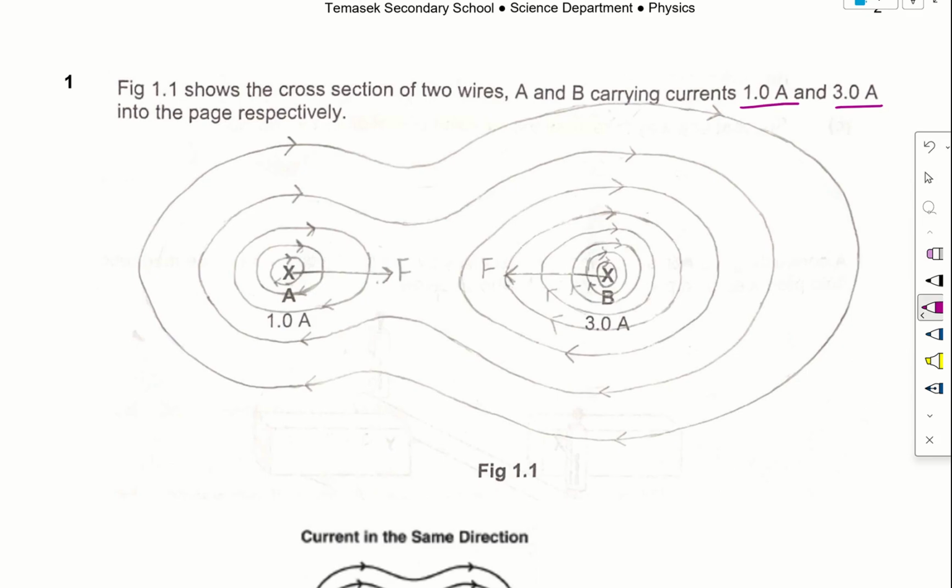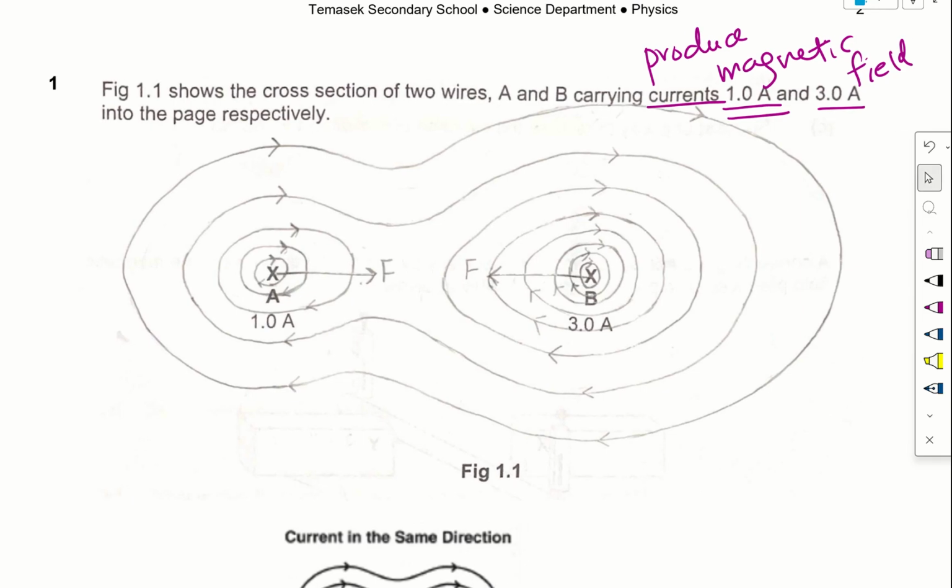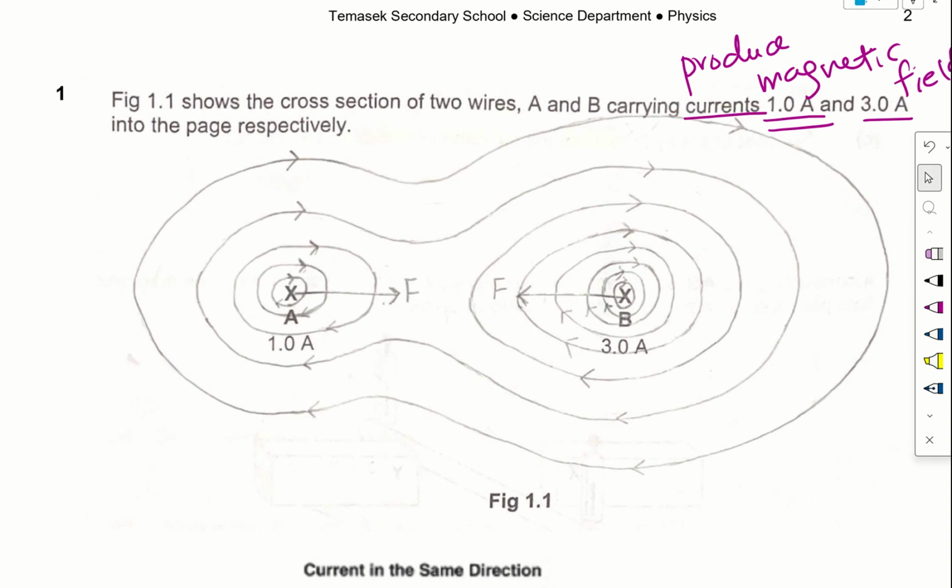So you must note that whenever current flows, it will produce a magnetic field. Of course, the wire carrying a current of 1 ampere will produce a weaker magnetic field than the wire that is carrying a current of 3 ampere. So basically a larger current will produce a stronger magnetic field. And how do we represent a stronger magnetic field? By drawing the lines closer together.